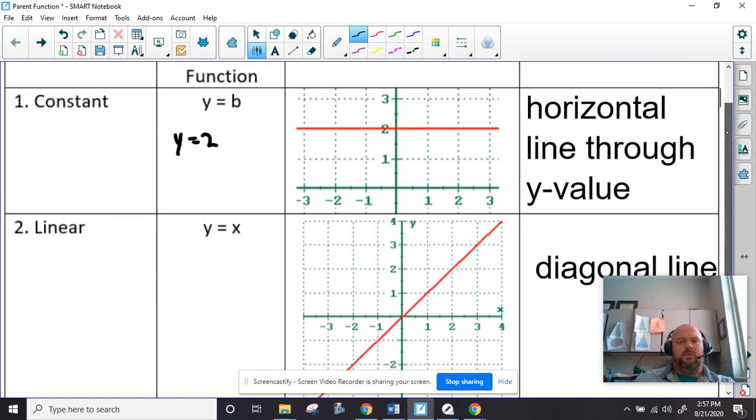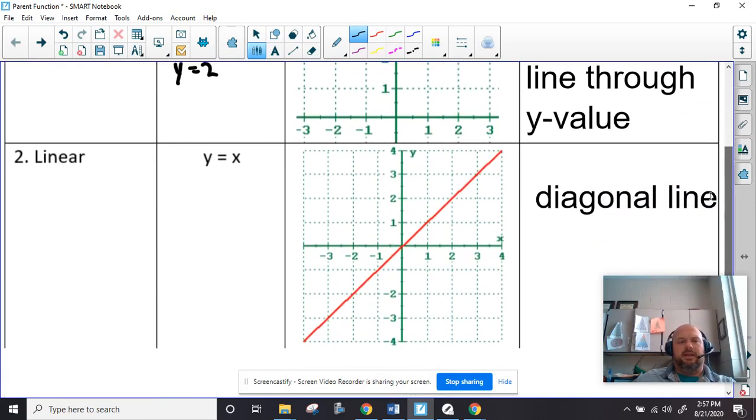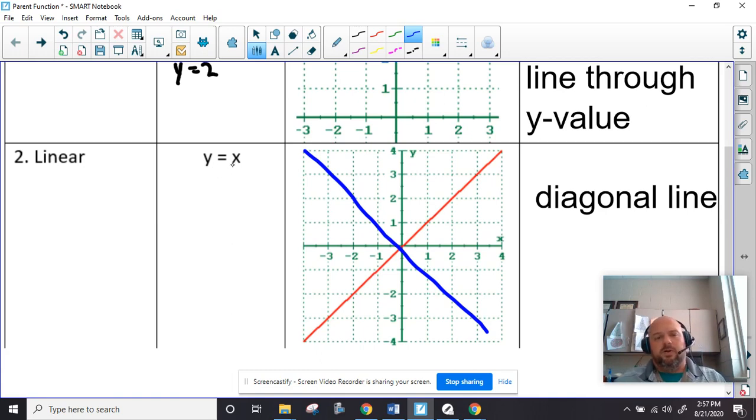We won't see very many of these on the test, but it's something we have to cover. All right, a regular linear, this is a regular line. It's diagonal. You should know it can go up or it can go down. Typical, the ones that you've graphed before, y equals x. And we're going to get a whole lot of that coming up in unit 4.